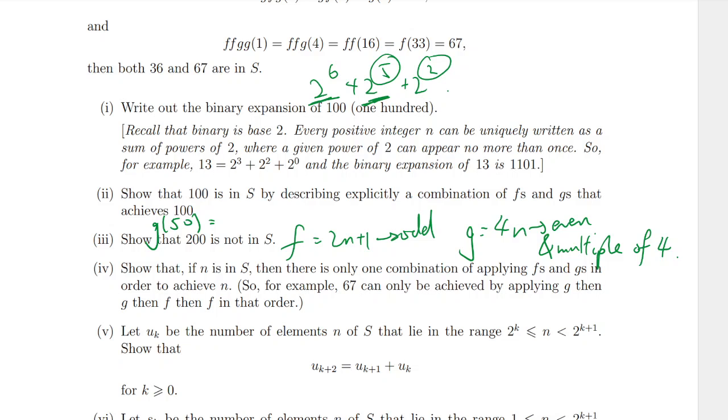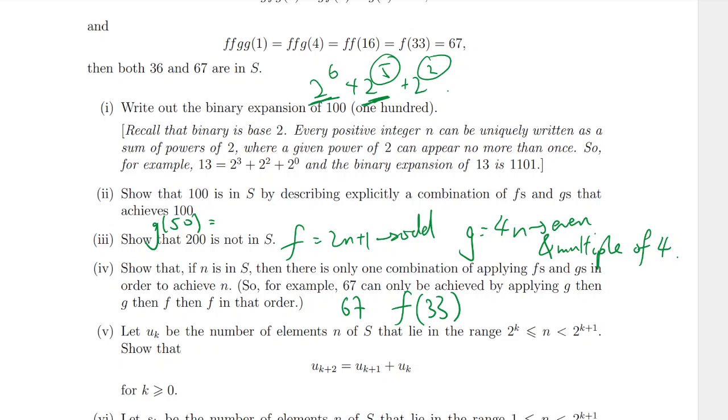If the number is odd, then you apply f to it and get a new number. If the number is even and a multiple of 4, then you can apply g to it. For example, let's use the example 67, just to illustrate. So 67 is odd, therefore I'm going to apply f first. So it must be f of 33.